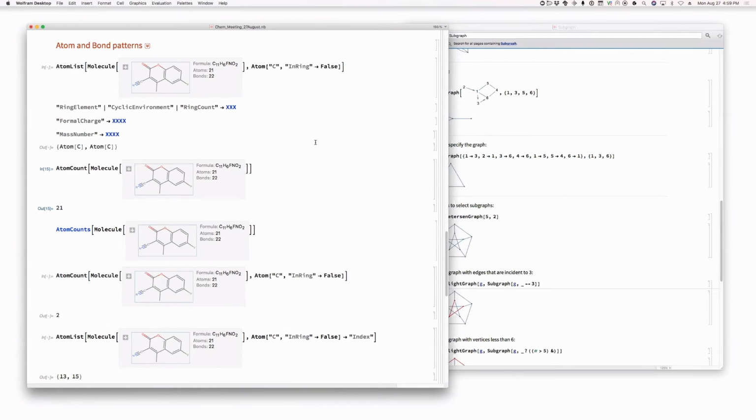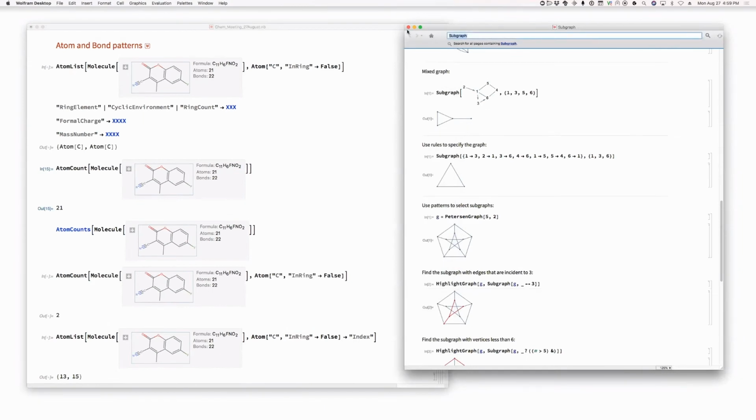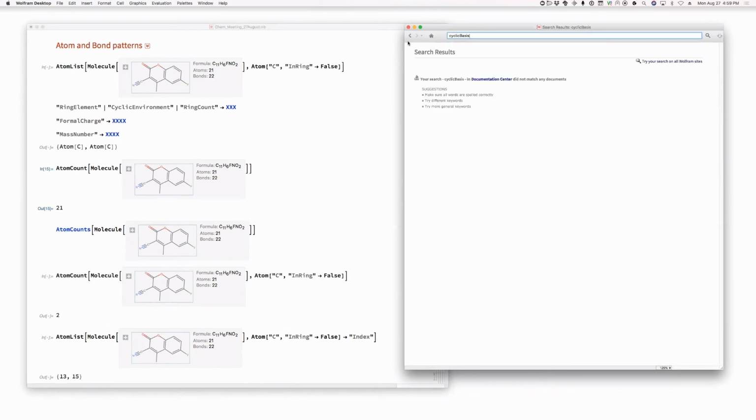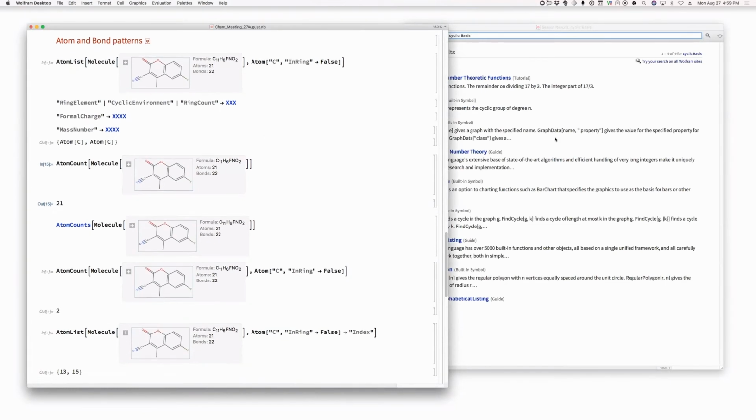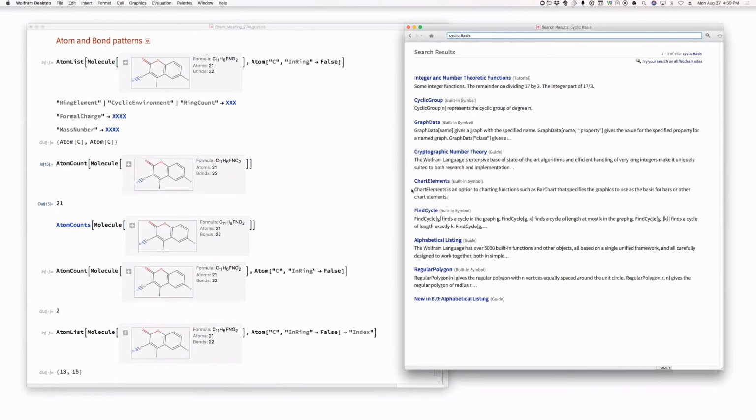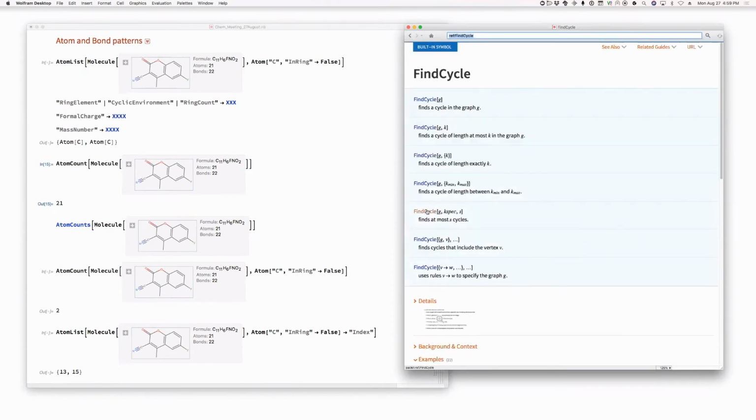I can't remember now. Charles? Cyclic basis, I think. I don't remember. We should figure that out. So we have find fundamental cycles. Does the fundamental cycle give you the basis? Well, I'll look for that.